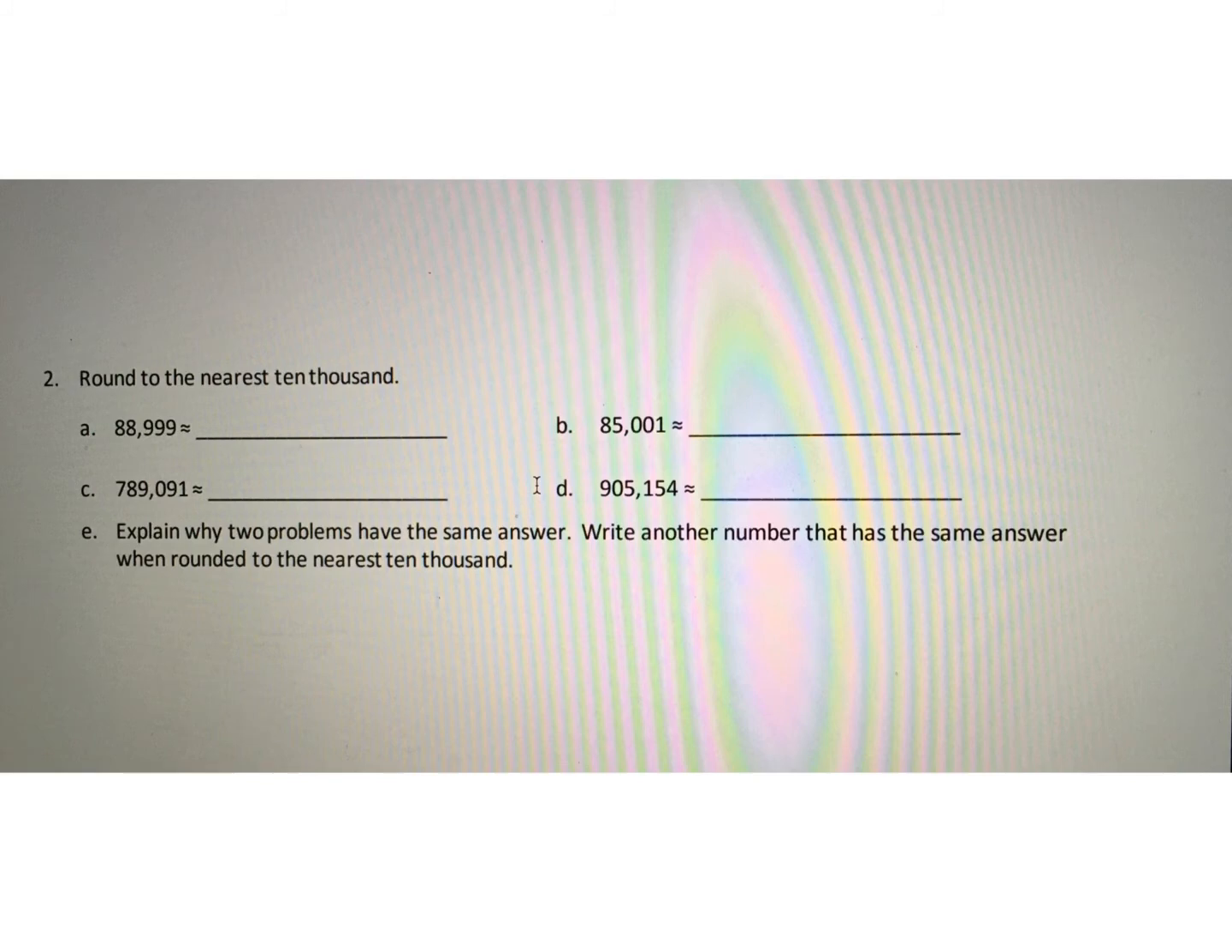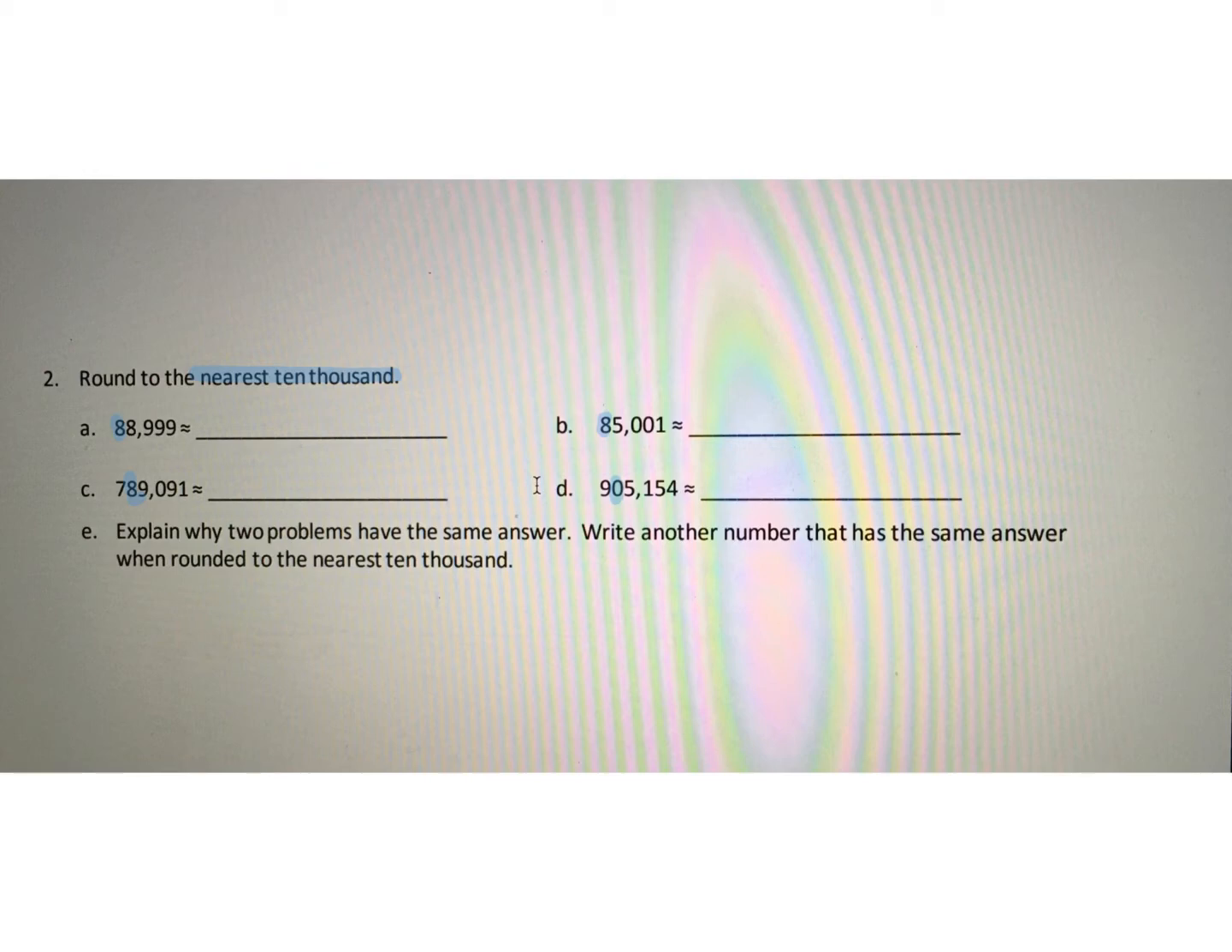Okay, on number 2, we're rounding to the nearest 10,000 place. So I'm going to go through and I'm going to highlight my digit that's in the 10,000s place. So here I'm going to either round to 80,000 or 90,000. The same here, we're going to either round to 780,000 or 790,000. Okay, we're still at 8 here. We're going to round to either 80,000 or 90,000 because remember, we're rounding to the nearest 10,000. And here, I'm going to round to either 900,000 or 910,000. That would be 10,000 more than 900,000.